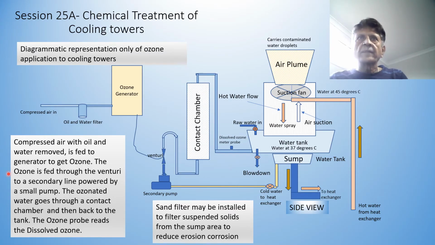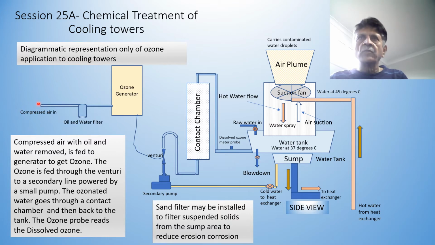This slide represents a diagrammatic representation of the application of ozone in cooling tower water. Most important thing is having specified what ozone generator to be used, how much ozone is to be installed, and knowing the volume of the circulation water, etc.